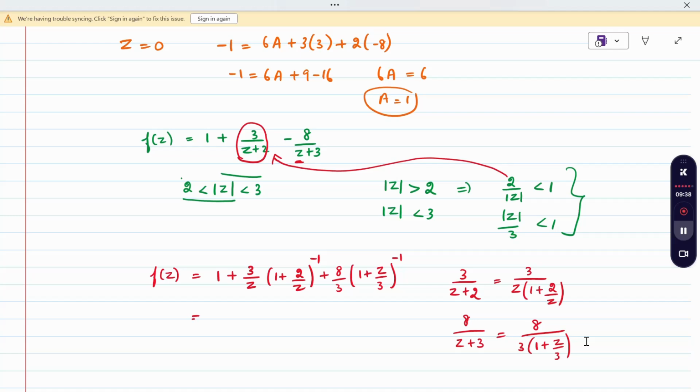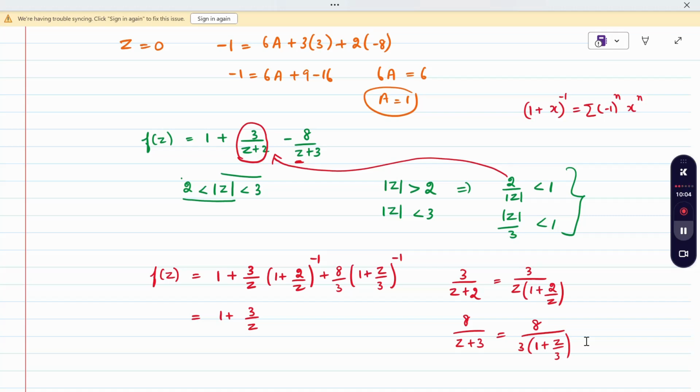So what is our general format? 1 plus 3 by z as it is. 1 plus x the whole power minus 1, 1 plus x the whole power minus 1, 1 minus x, that expansion you can write. Because it is a Laurent series, you can write the general format also. It's nothing but summation over minus 1 the whole power n, x power n. Okay.